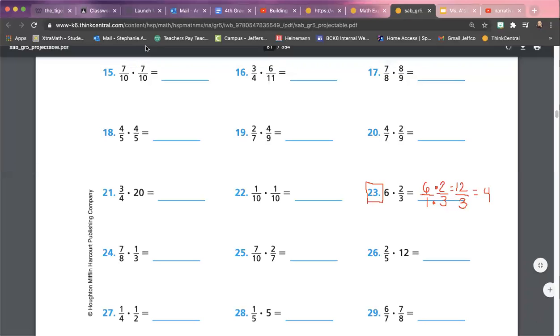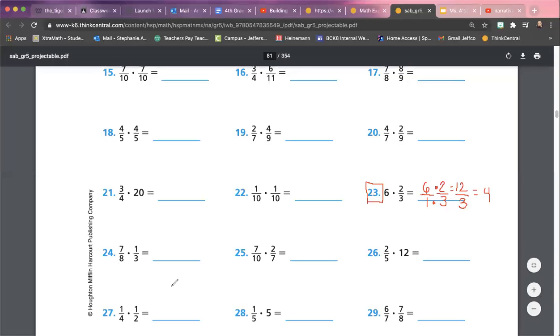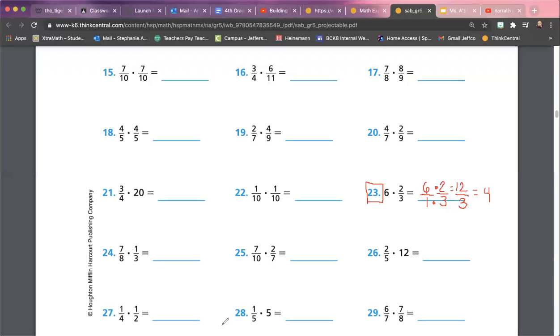So let me do this. Let's do number 28 together. I'll leave this here. You guys can look at that one while you do 28. I want you to try it really quick on your own and let's talk about it, okay?